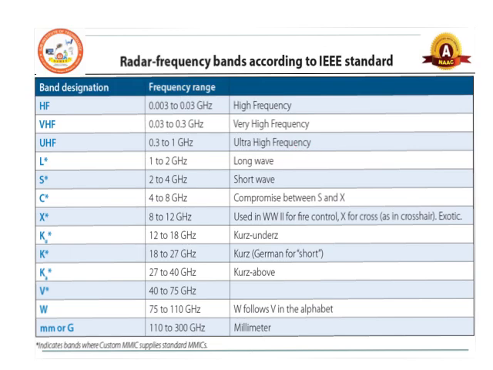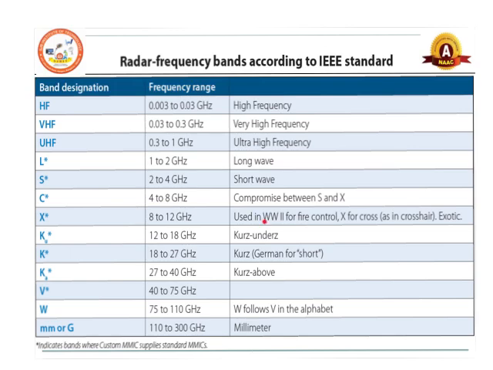Next we have L star. Here L star indicates what the custom MMIC supplies, standard MMIC, microwave integrated circuits. L is in the frequency range of 1 to 2 gigahertz, and it is long wave. S is 2 to 4 gigahertz, and it corresponds to short wave. C is 4 to 8 gigahertz, and it is a compromise between S and X. Next is X. It has the frequency range 8 to 12 gigahertz.